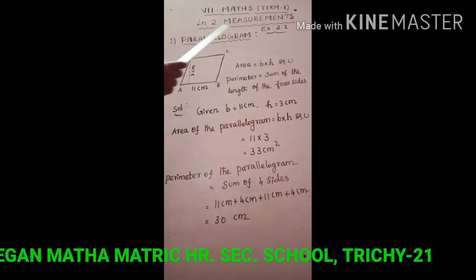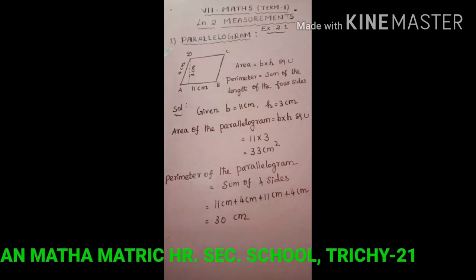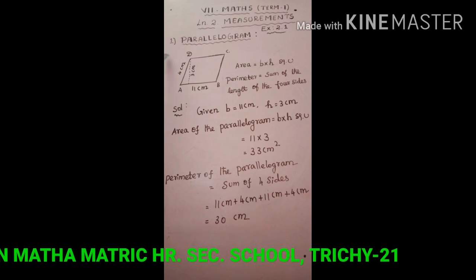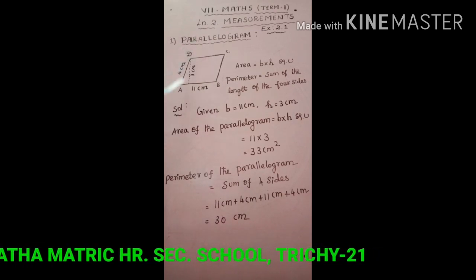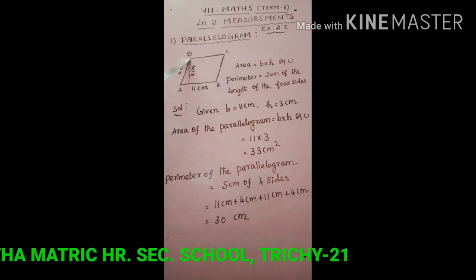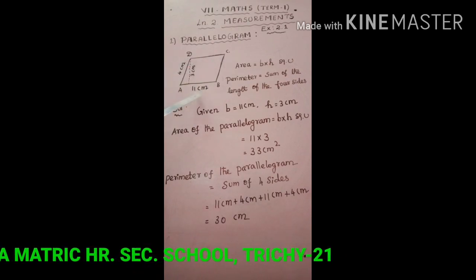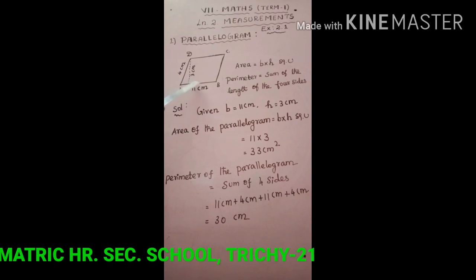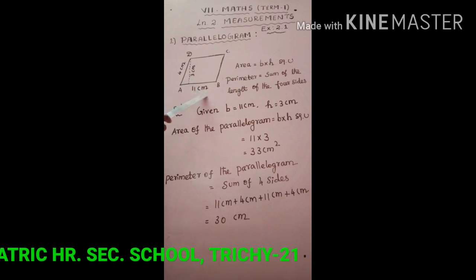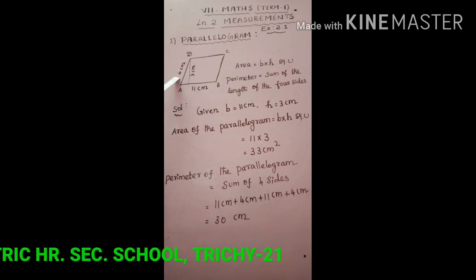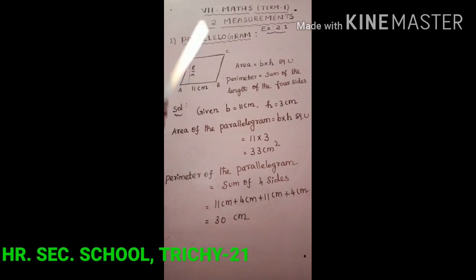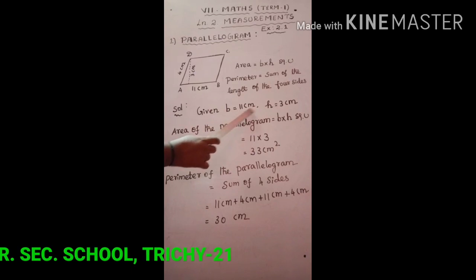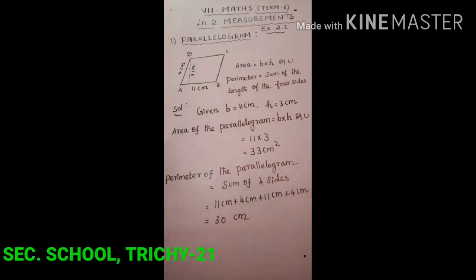Now I explain exercise 2.1. First sum. Find the area and perimeter of the parallelogram shapes. Here ABCD is a parallelogram. Base and height are given. Base is equal to 11 centimeter. Another side is 4 centimeter. Height is equal to 3 centimeter. So base is equal to 11, height is equal to 3 centimeter.